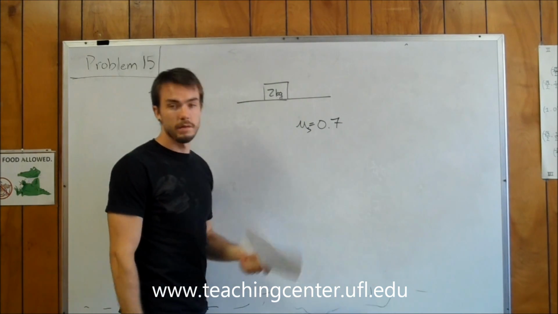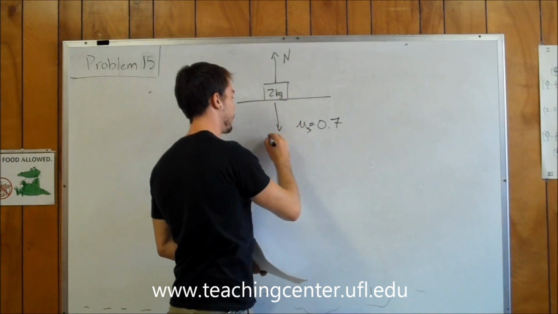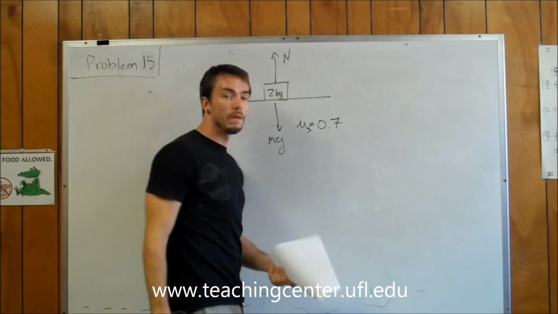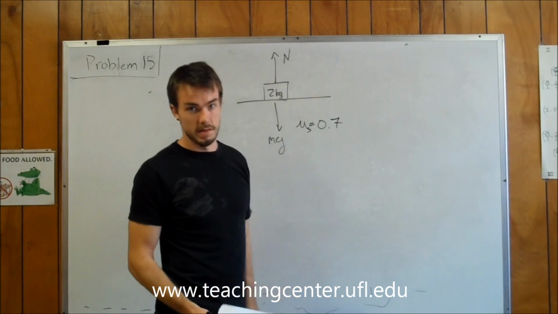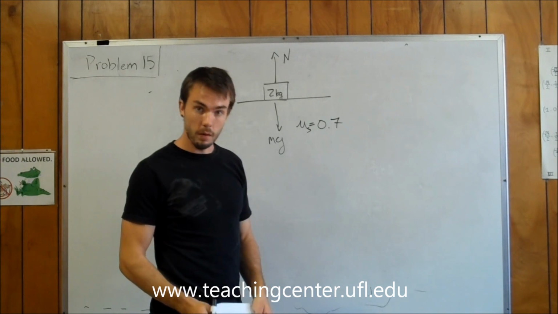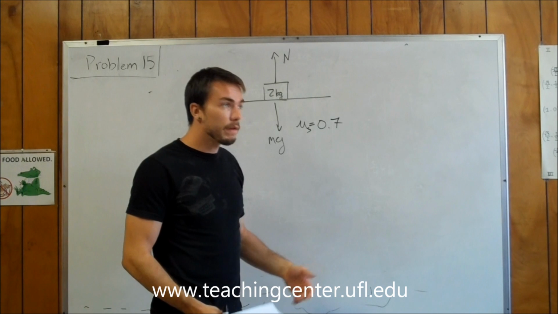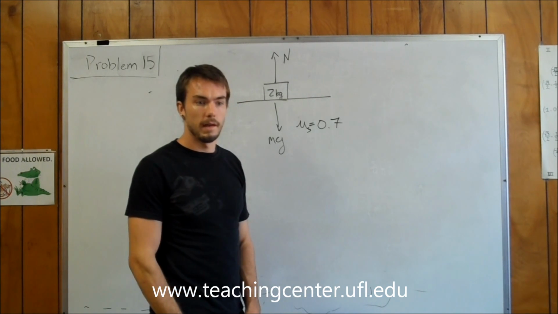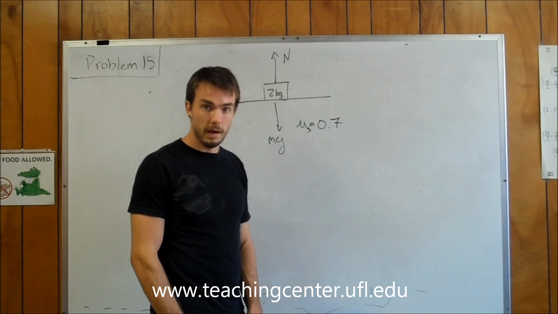Now, forces on this block include a normal force and a force of gravity. Those are the only forces acting on this block. Gravity pulls it into the table, normal force pushes it up. There are no horizontal forces applied to the block. Gravity does not have a horizontal component on the block because it's not on a ramp. So nothing is trying to get this block to move.